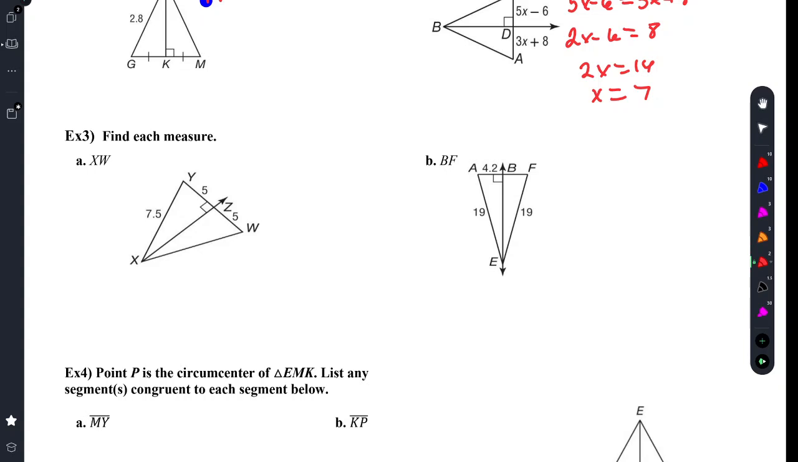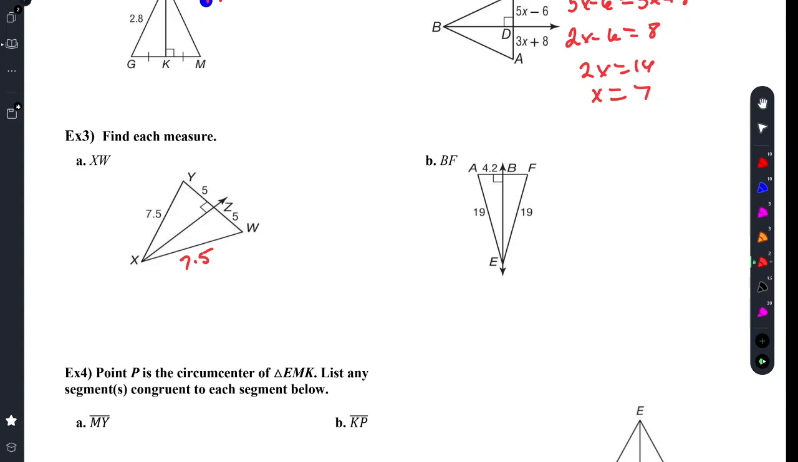Example 3, in the world's worst drawn picture. What do we know? It's perpendicular-ish. And those two sides are equal, 5 and 5, right? So it's a perpendicular bisector, yeah? So that means since that is a perpendicular bisector, then XW will also be 7.5. Now, it's not the converse. The converse would say if they're equidistant. Actually, here, we're about to do it for BF.